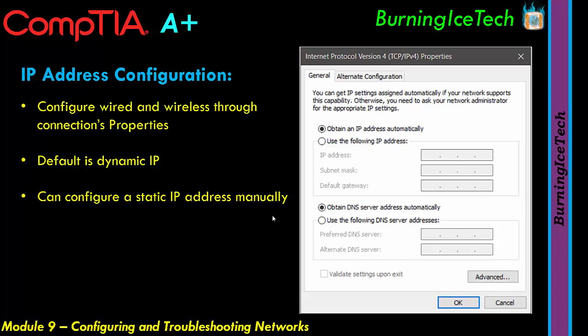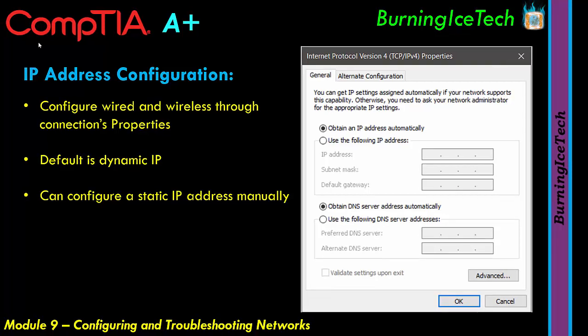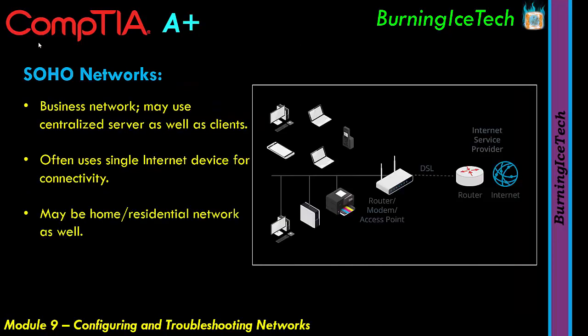Now, why does it make a difference when you turn off your machine? If you turn your machine off or you disconnect from the network, it releases that IP address back into the pool. So that's pretty much why it does that. And when you turn your PC back on or you plug it back into the network, it requests a new IP address. So let's move on to our next topic, SOHO networks.